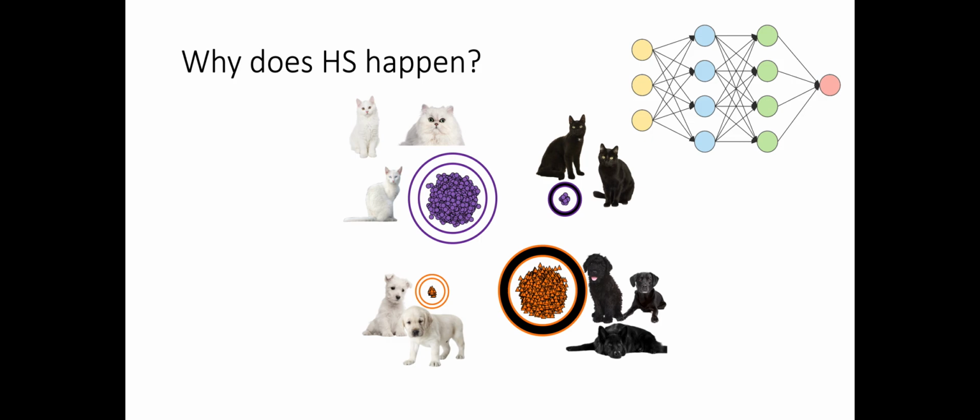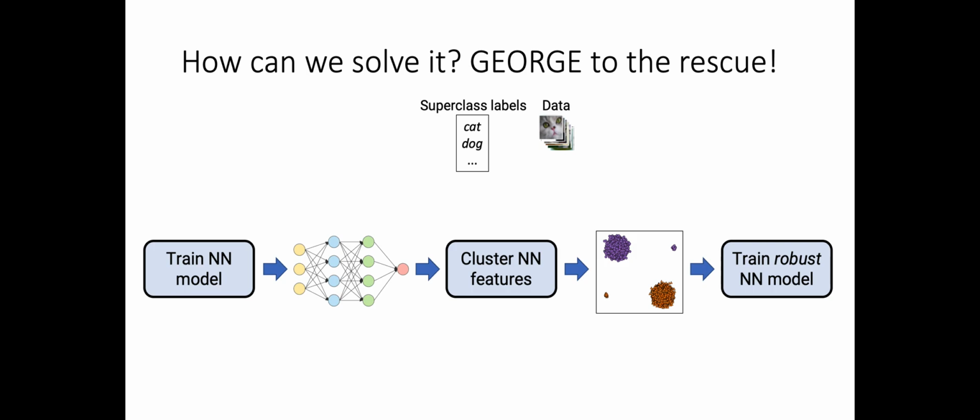This motivates our algorithm, George. The inputs to George are the data and superclass labels. First, we train a standard neural network on the task and use the activations of the penultimate layer as a feature representation. Then we cluster the features from each superclass. Since we don't know the subclass labels, we treat these clusters as our subclasses. Finally, we use robust optimization to train a new model to minimize the maximum per cluster loss. If the clusters are good approximations of the subclasses, and the model performs well on every cluster, it'll perform well on every subclass.